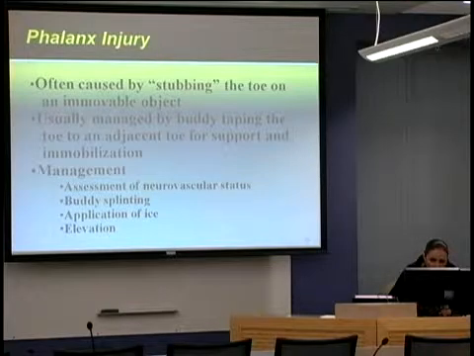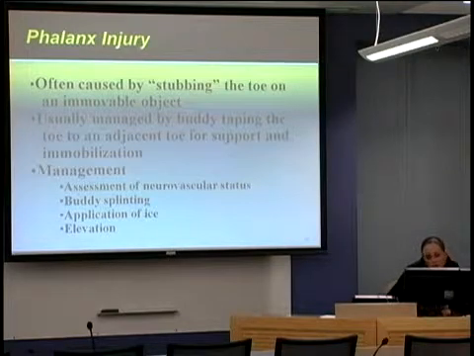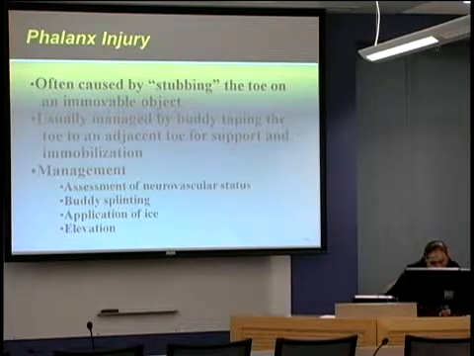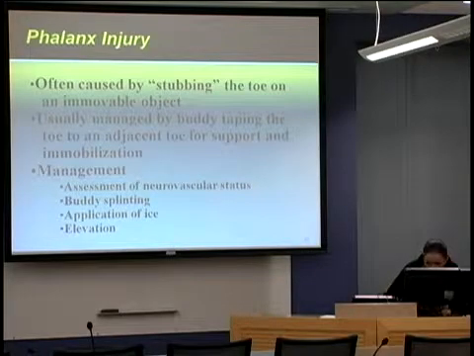Phalanx injury, often caused by stubbing the toe on an immovable object. These are usually managed by buddy taping the toe to an adjacent toe for support and immobilization. Management of this is not different from any others. You would want to assess neurovascular status, splint, apply ice, and elevate the extremity.